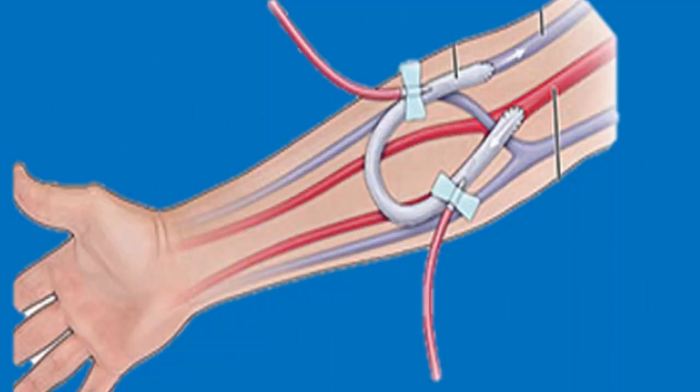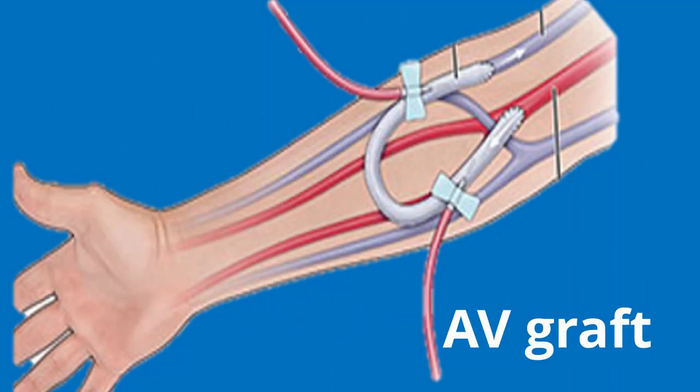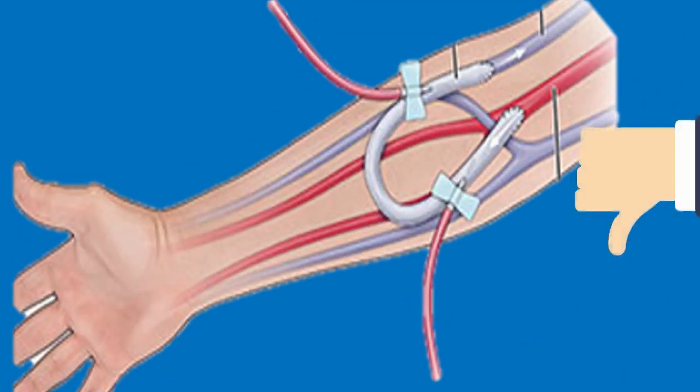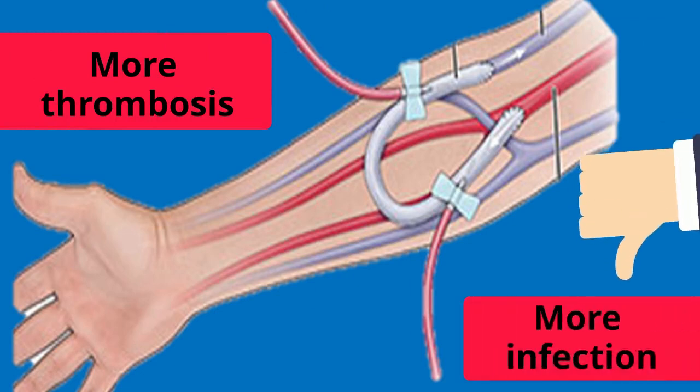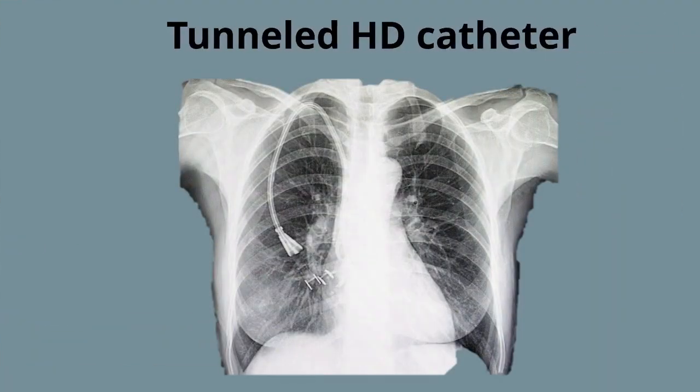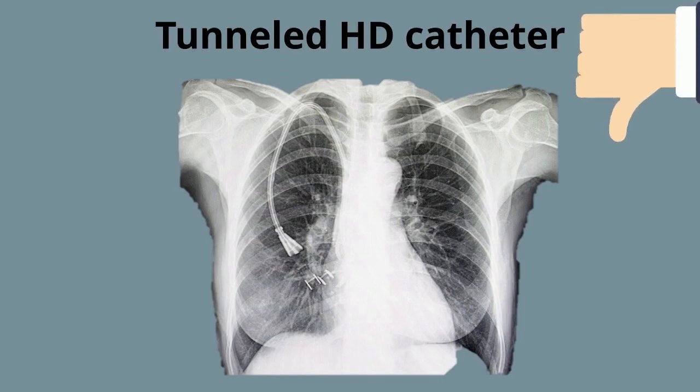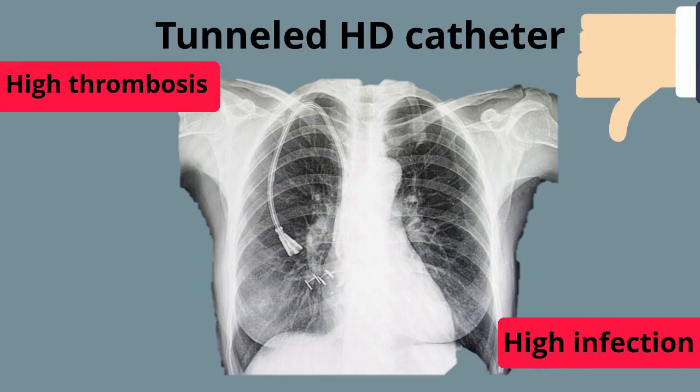On the other hand, AV grafts are often used when veins are either too small or not suitable for an AV creation. However, AV grafts are more prone to thrombosis and infection. Tunneled hemodialysis catheters are least favorable among these as they are associated with higher rates of thrombosis and infection.